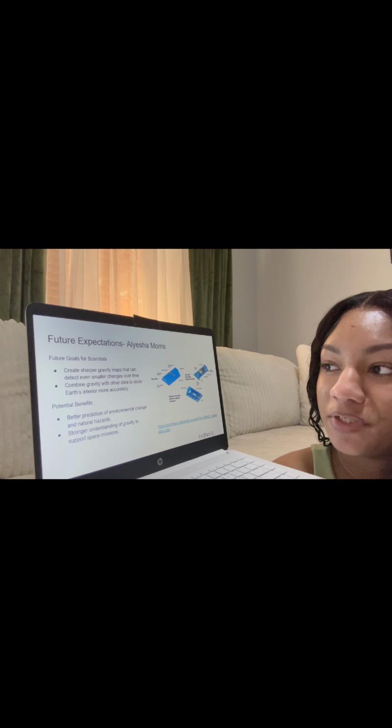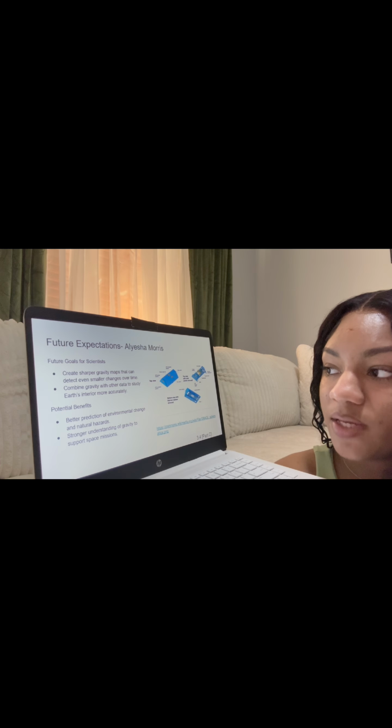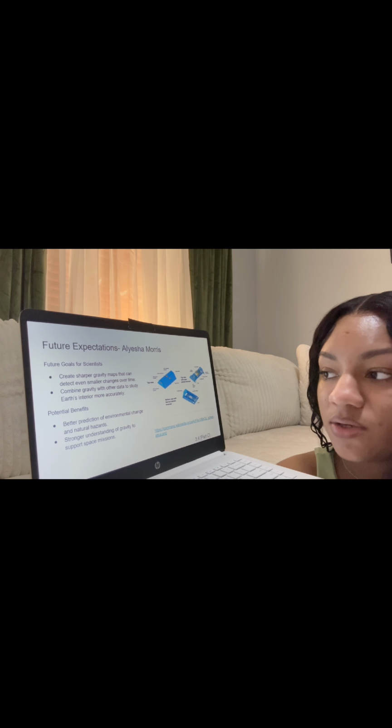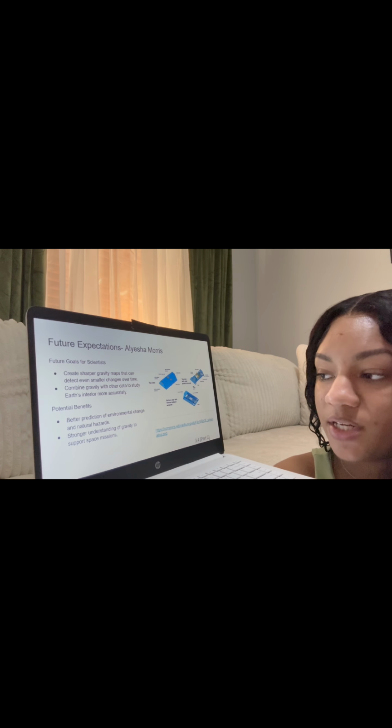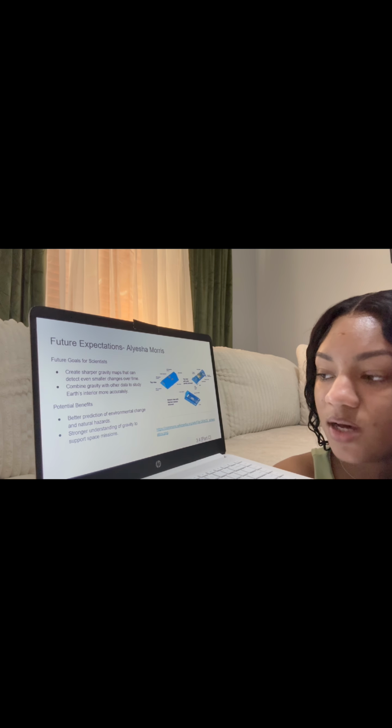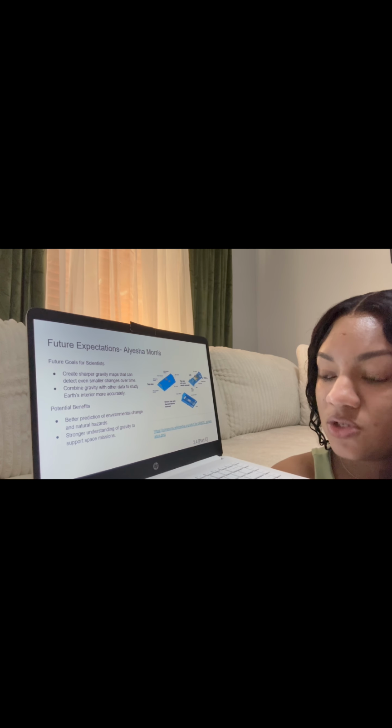Future expectations. So for future goals, scientists would create sharper gravity maps that can detect even smaller changes over time. They would also combine gravity with other data to study Earth's interior more accurately. Potential benefits would include better prediction of environmental change and natural hazards, also stronger understanding of gravity to support space missions.